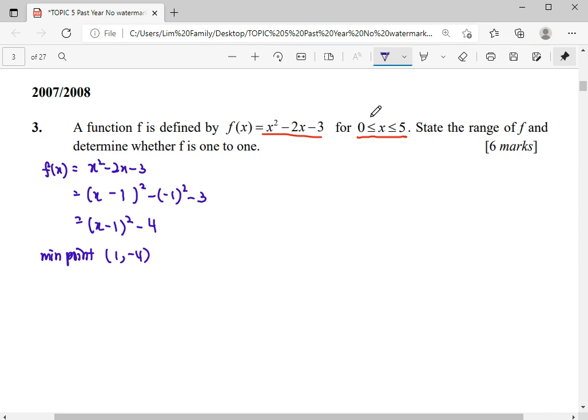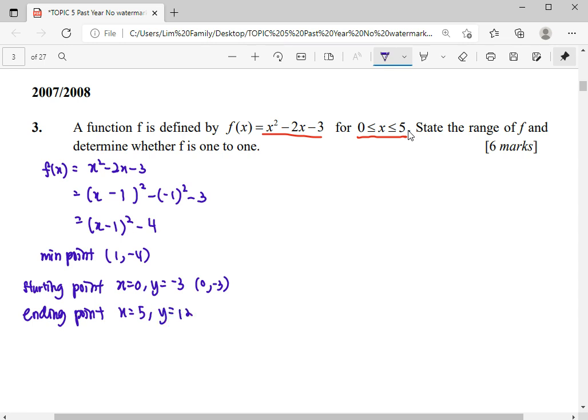Okay, and our graph here starts from coordinate 0 and goes until coordinate 5. So our starting point, what we want is x equals 0. So what are our coordinates? It will be negative 3, so it will be 0, negative 3. For the ending, because they are not taking the whole part of the function, we have to calculate at which point it will end. When x equals 5, our y equals 12. So this is our ending point. Therefore, we can draw our quadratic correctly.